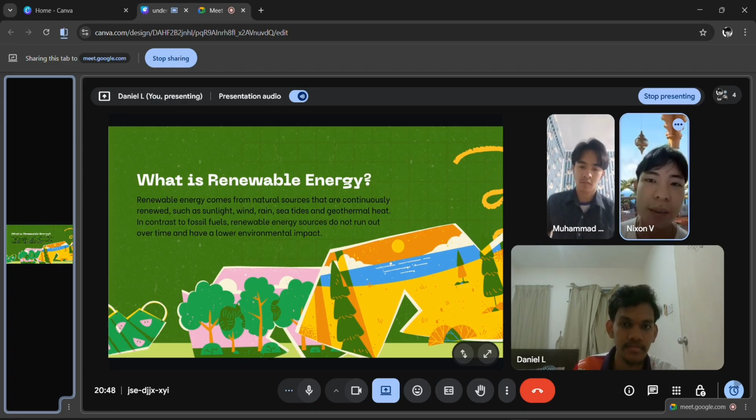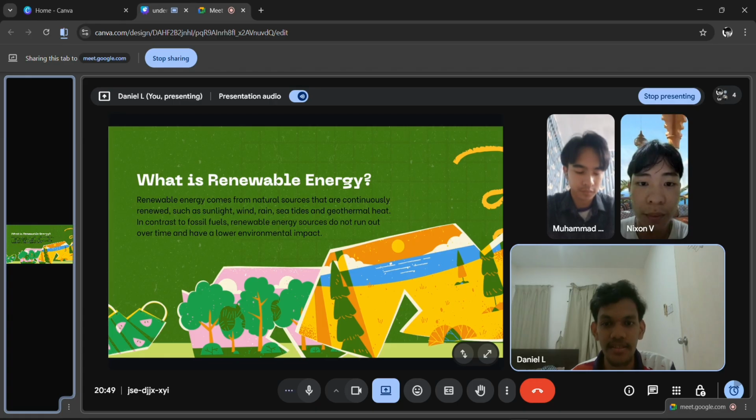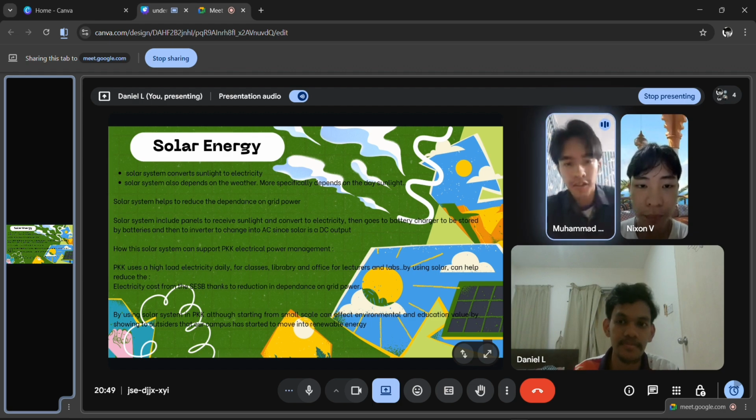What does it mean? Renewable energy comes from natural sources that are continuously renewed, such as sunlight, wind, rain, sea tides, and geothermal heat. In contrast to fossil fuel, renewable energy sources do not run out over time and have a lower environmental impact. Solar energy.